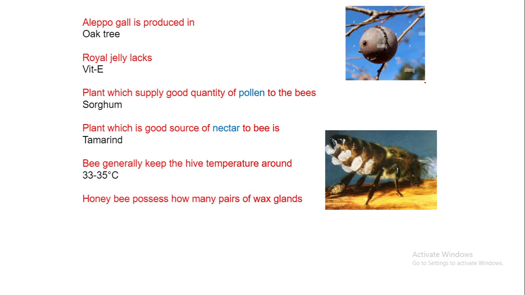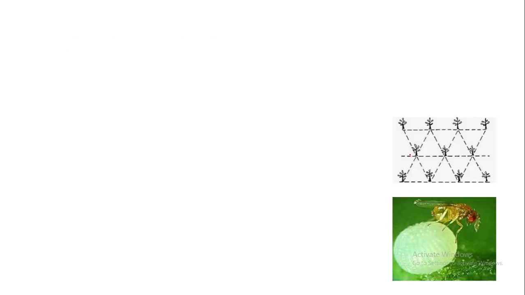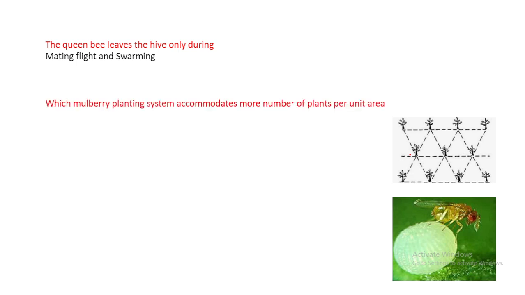Honeybee possesses how many pairs of wax glands? Totally 4 pairs of wax glands, that is on the 3rd, 4th, 5th and 6th abdominal segments. Organisms which feed on dead and decaying organisms are known as scavengers. The queen bee leaves the hive only during mating flight and swarming. Which mulberry planting system accommodates more number of plants per unit area? That is the triangular system.